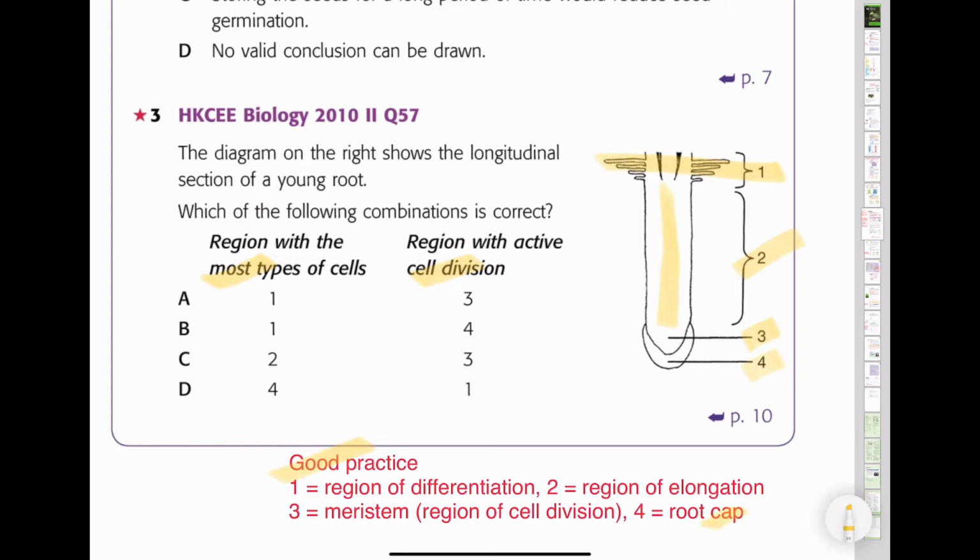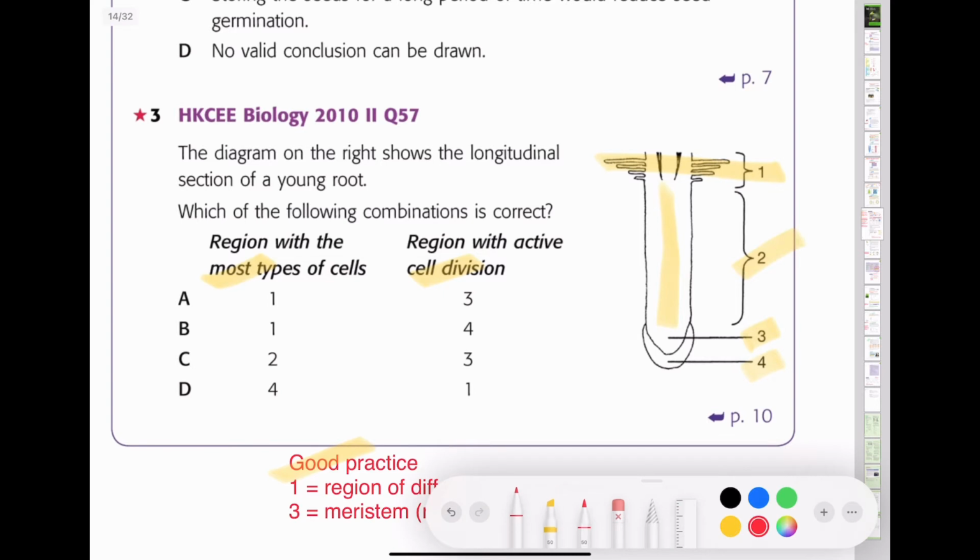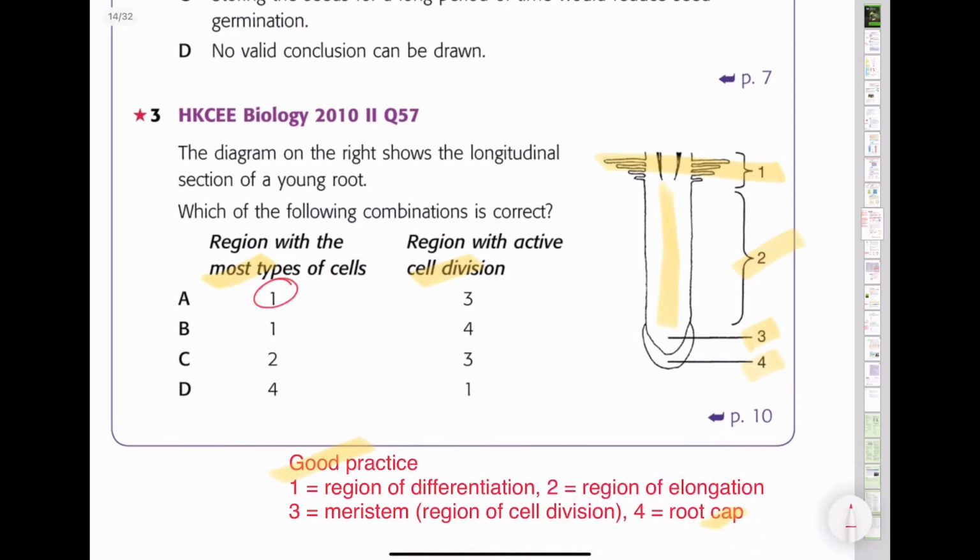So for options A, B, C, D, for the region with the most types of cells, of course, it should be the region of differentiation. The cells develop into different types of cells to increase the complexity of the plant. And that's why the answer should be A or B. Okay, C, D, they are wrong.